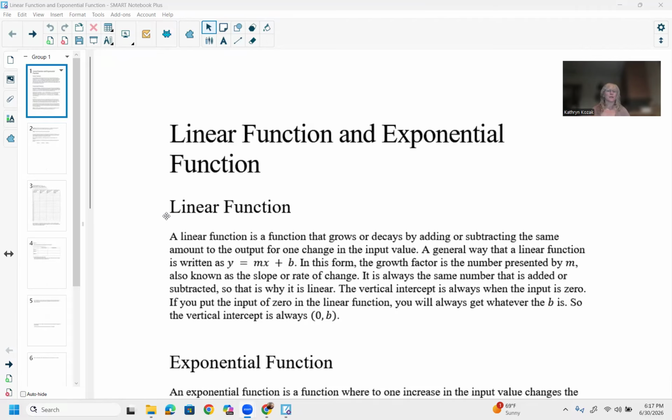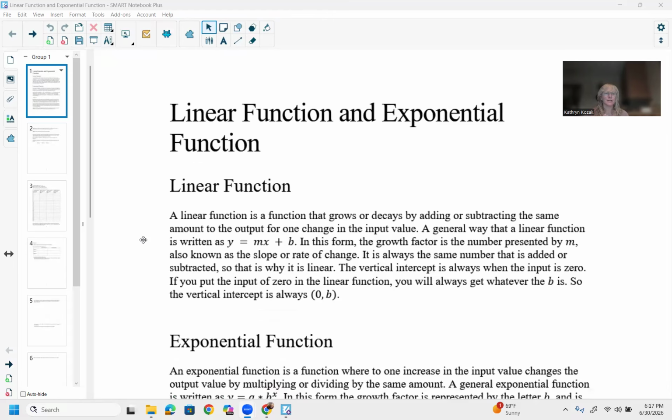Now let's look at linear functions and exponential functions and see what they are and how they work together. A linear function is a function that grows or decays by adding or subtracting the same amount to the output for one change in the input value. A general way that a linear function is written is y equals mx plus b. In this form, the growth factor is the number represented by m, also known as the slope or rate of change. It is also the same number that is added or subtracted, so that is why it is linear.